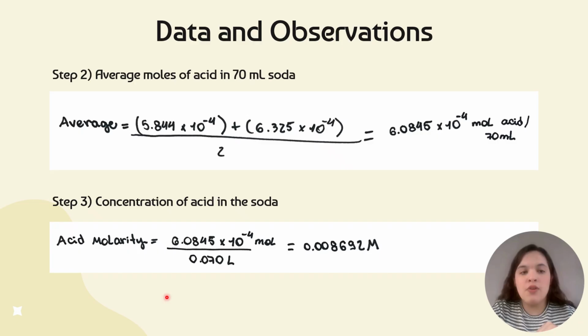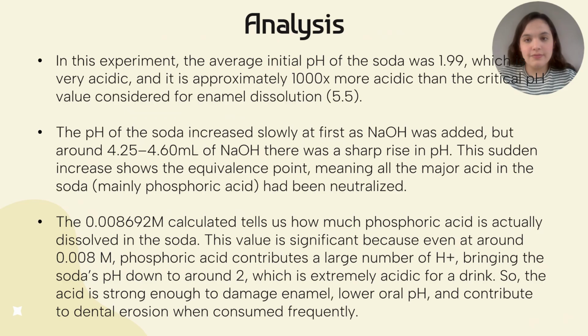And we use the formula for molarity. So acid molarity is the moles divided by the volume. So here are the moles that we found, divided by the volume that we used in each trial, that was 70 milliliters converted to liters. And here we discovered our concentration of the acid in the soda. Let's analyze all the values that we discovered.